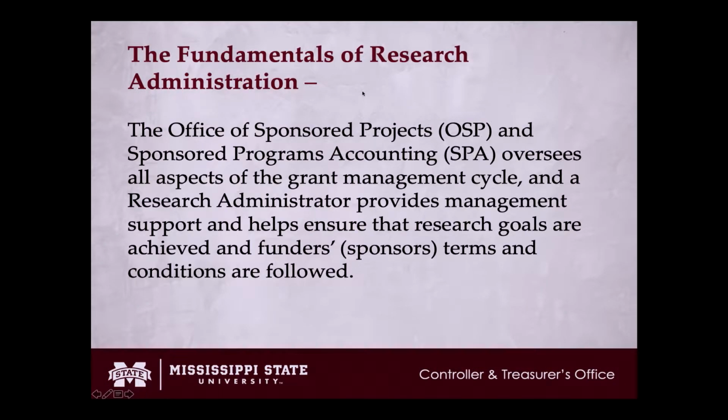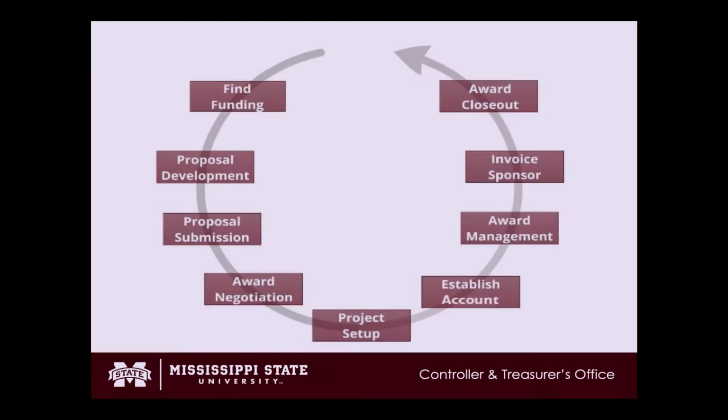The fundamentals of research administration. The Office of Sponsor Projects and Sponsor Programs Accounting oversees all aspects of the grant management cycle, and a research administrator, you, provide management support and help ensure that research goals are achieved and funders' or sponsors' terms and conditions are followed. So today, as we go through the training, we're going to go through the life cycle of an award. However, we're going to start at the midpoint. Our office is a post-award office, so we will begin at the project setup and fund establishment.